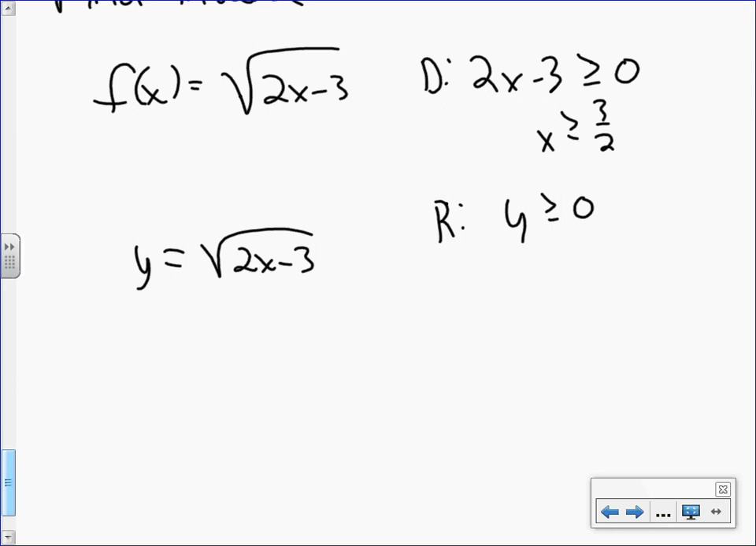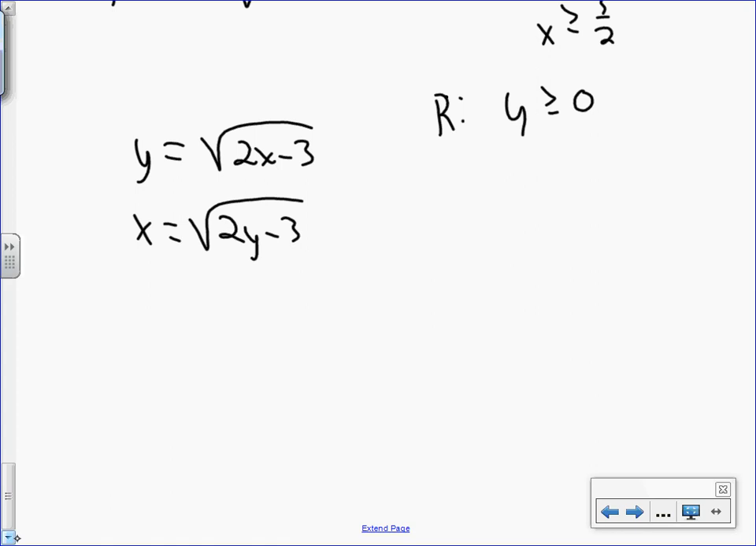Now, why are you doing that? Well, because every point on an inverse switches the x and the y. Every single one of them. So I'm going to just switch the x and the y. Now, I've now made it into an inverse relation. I need to now turn it into function form again. So I need to solve for y. Take the square root of both sides.